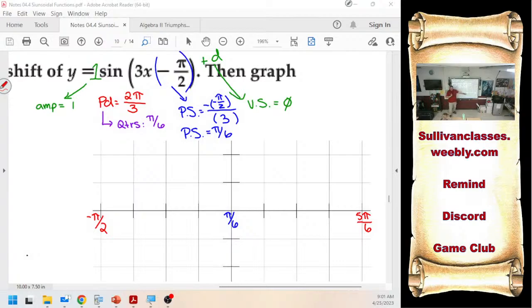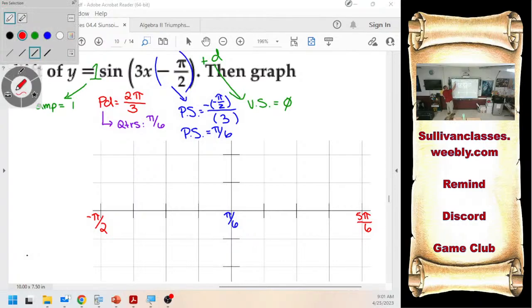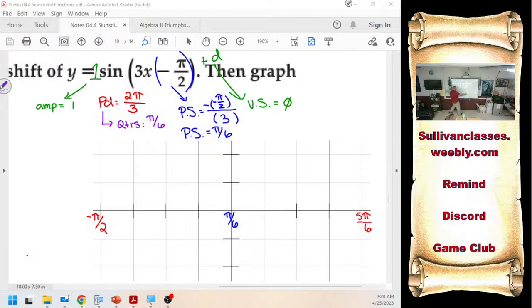Do we get that phase shift goes in the middle? Do we get the quarter marks are pi over 6? I'm going to count in pi over 6s. We just have to reduce them. Because 1 pi over 6, 2 pi over 6, reduce. 3 pi over 6, 4 pi over 6, 5 pi over 6. Okay?